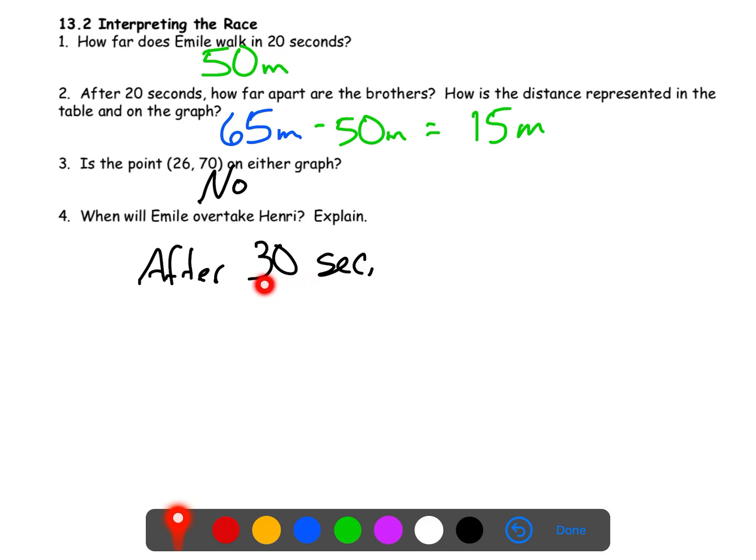to allow Emil to pass his brother Henry. So 30.5 seconds would also be a possibility. So just saying after 30 seconds is a safer way to include all possibilities here.